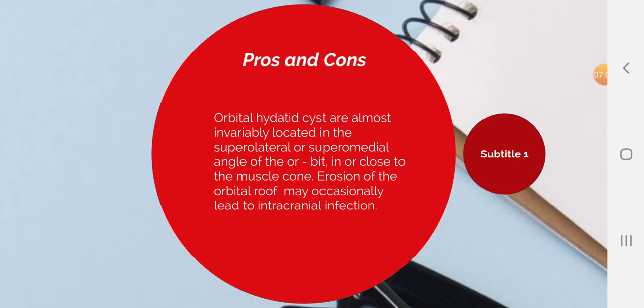Pros and cons. Orbital hydatid cysts are almost invariably located in the superolateral or superomedial angle of the orbit, in or close to the muscle cone. Erosion of the orbital roof may occasionally lead to cranial infection.